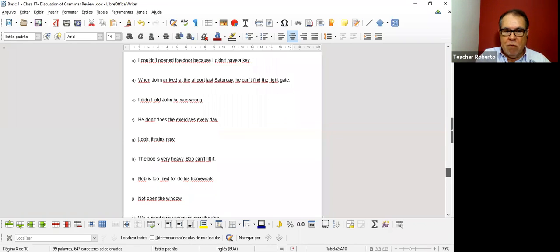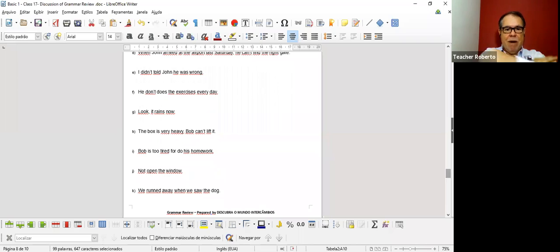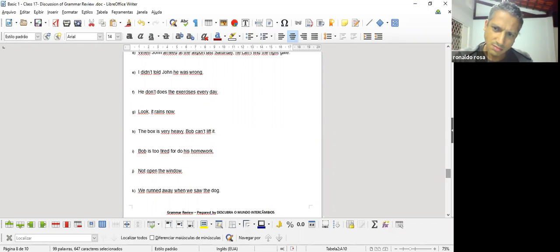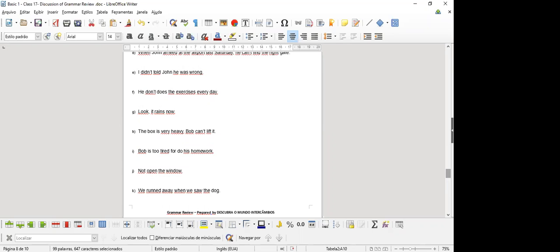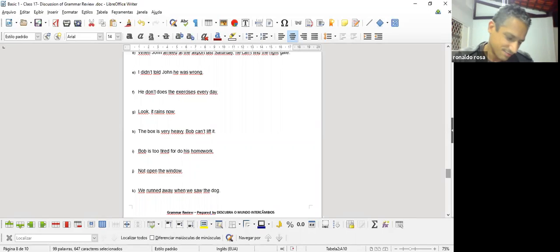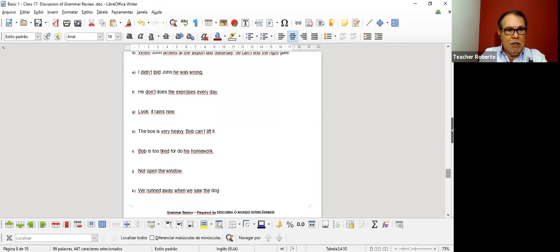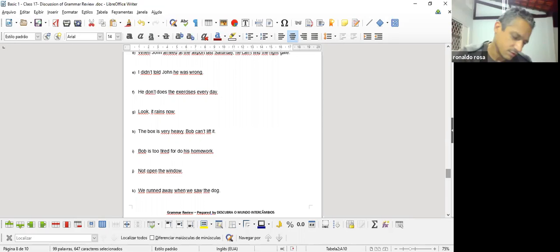Not open the window. Is that right or wrong? Wrong. You're thinking in Portuguese, Ronaldo. In English, it's "Don't open." Yes, it's necessary to use do.